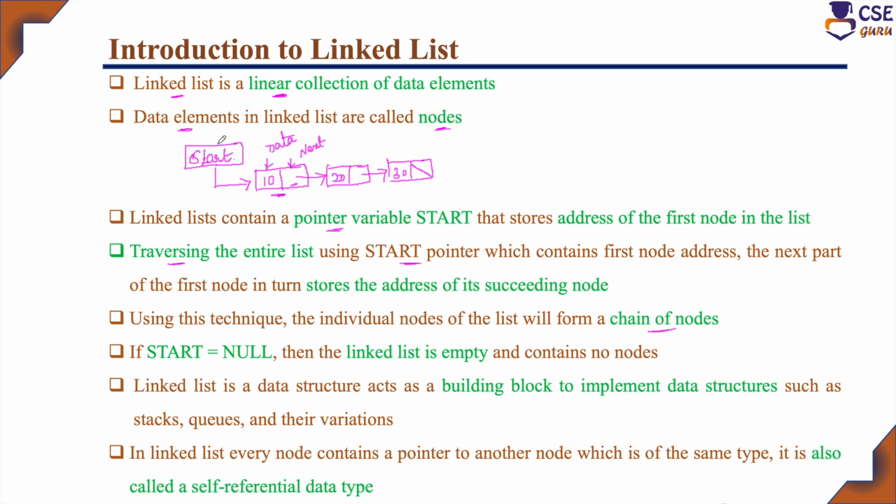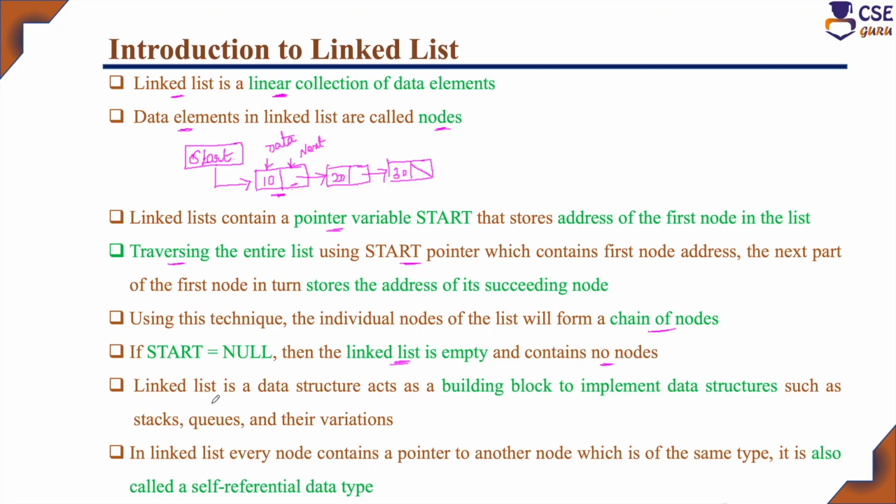Start will be connected to the first node, which will be connected to the second node, which will be connected to the third node. So here the linked list will form a chain of nodes. Suppose if start is null, it means the linked list is empty and there are no nodes in the linked list. That is the meaning.